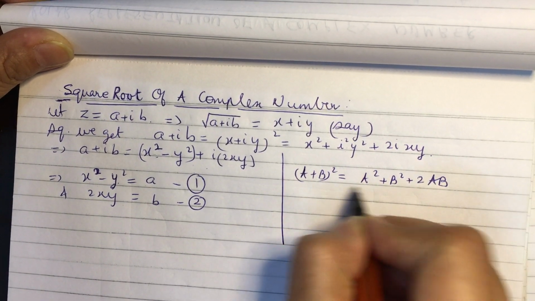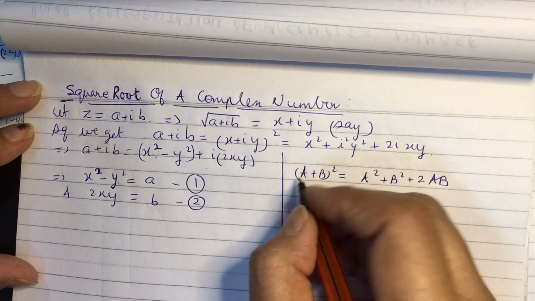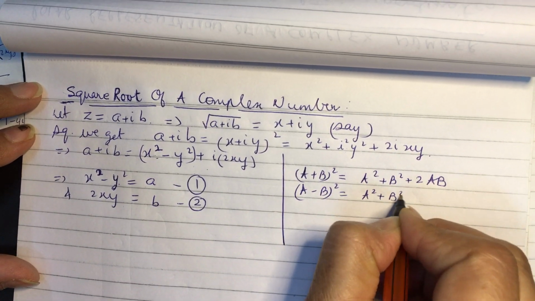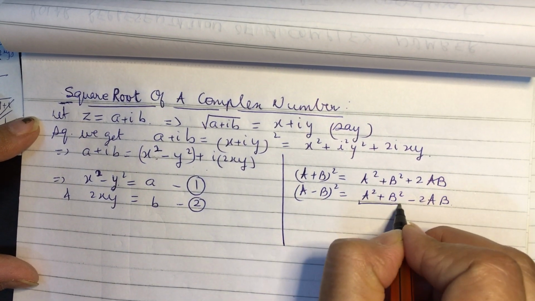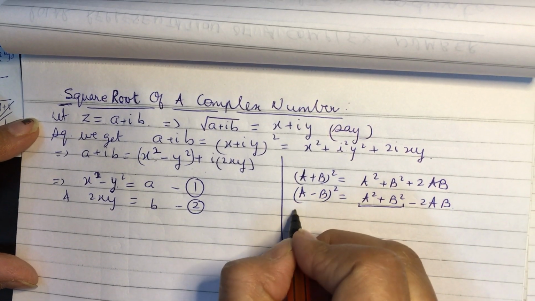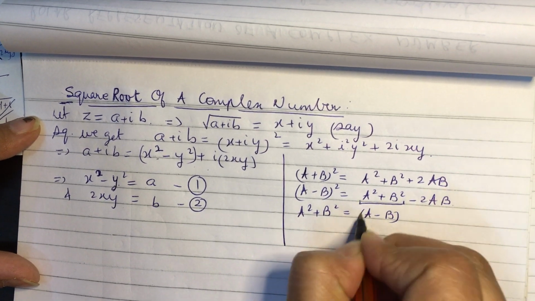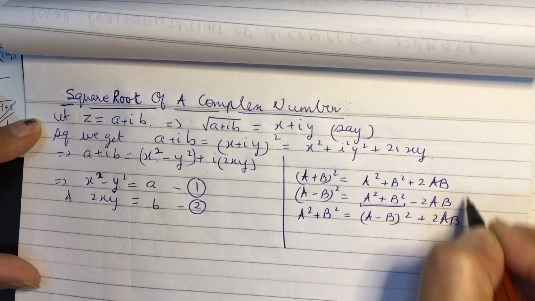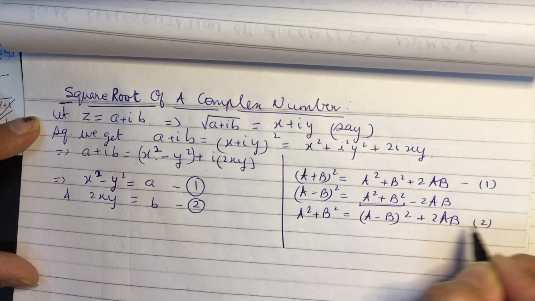Also, we have (a minus b) whole square equal to a square plus b square minus 2ab. So, from here if I write the value of a square plus b square, what I get is a square plus b square equal to (a minus b) whole square plus 2ab, as the term goes to the other side. Let us call it 1 and let us call it 2.